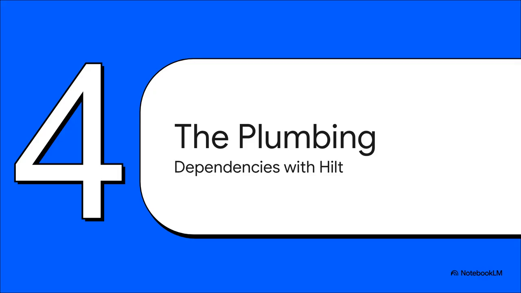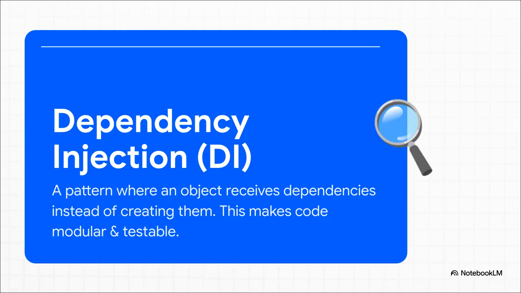Moving right along to pillar number 4, the plumbing. Think about it. We have all these separate pieces now. View models, data repositories, network services. How do they find each other and talk to each other? The last thing you want is for your view model to be manually creating a network service. That just leads to a tangled, unmanageable mess of code. We need some proper plumbing to connect everything cleanly. And that plumbing has a name, dependency injection, or DI for short.